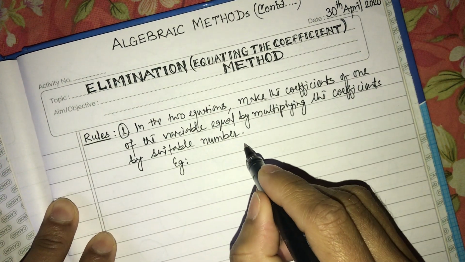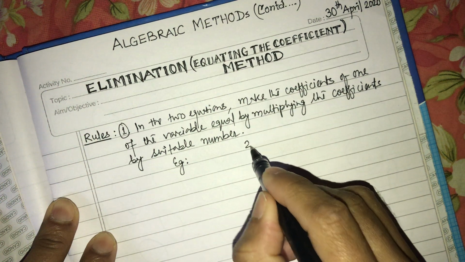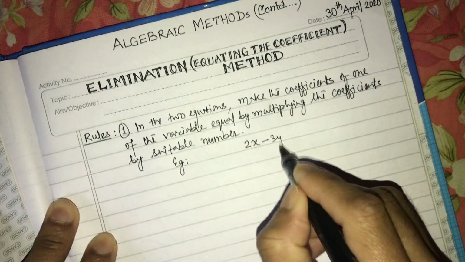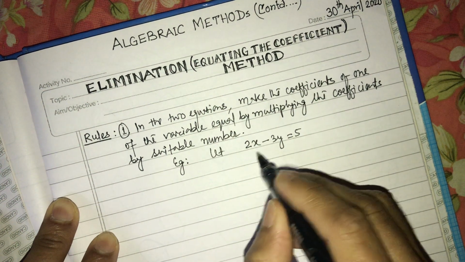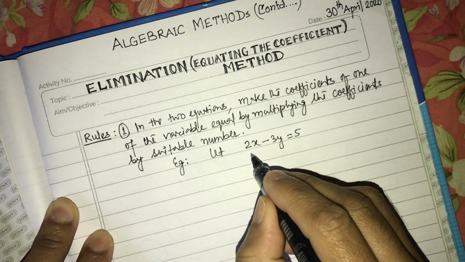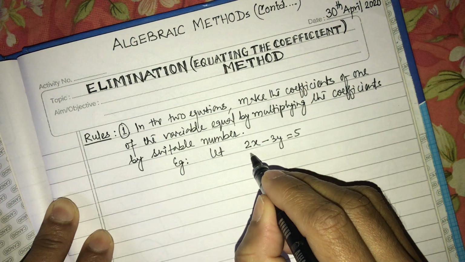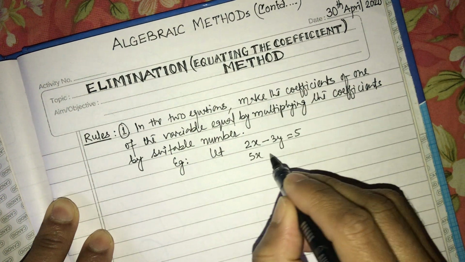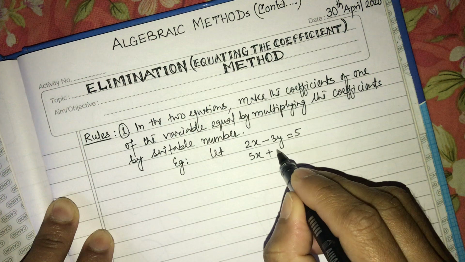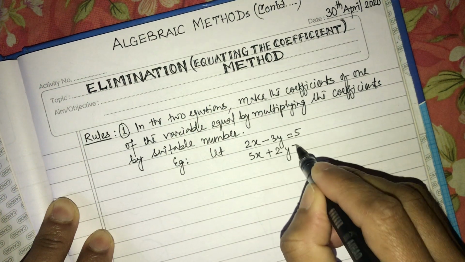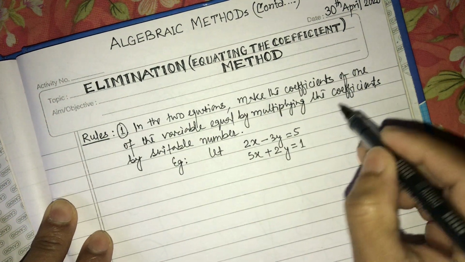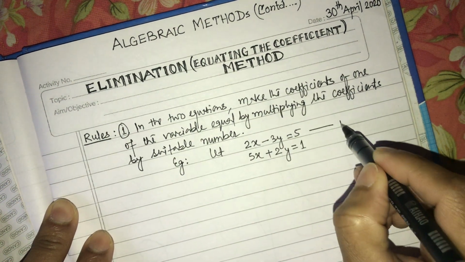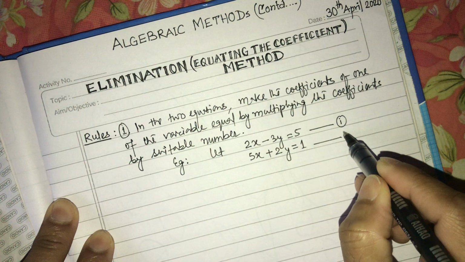Suppose the equations I have are 2x minus 3y equal to 5, and 5x plus 2y is equal to 1. I just took a random pair.